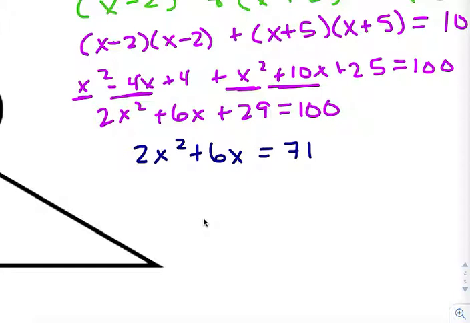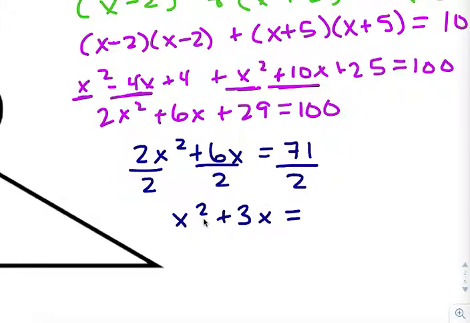Now, this is weird because we have a 2 and a 6. We're used to just seeing x squared, so let's go ahead and divide everything by 2. So we just end up with x squared plus 3x equals 71 divided by 2, which is kind of a weird number. Let's see, 35 and a half. Okay, so now we can complete the square.